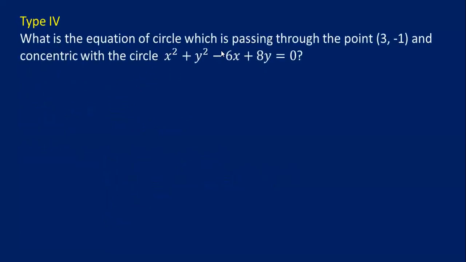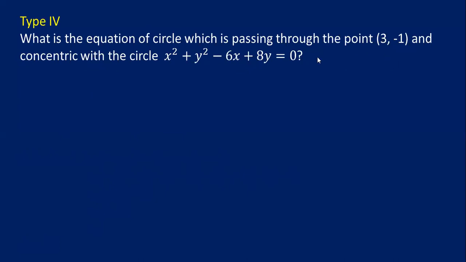Okay, type number 3 is done. Now type number 4. What is the equation of the circle passing through the point (3, -1) and concentric with the given circle? Here concentric means the center of the required circle will be the center of this circle. The center of this circle is (3, -4), and the circle will pass through (3, -1).